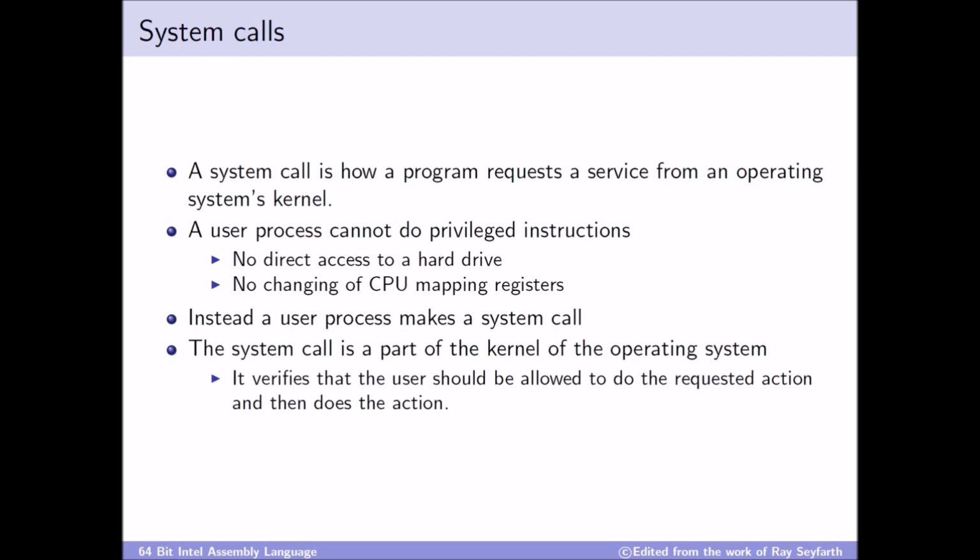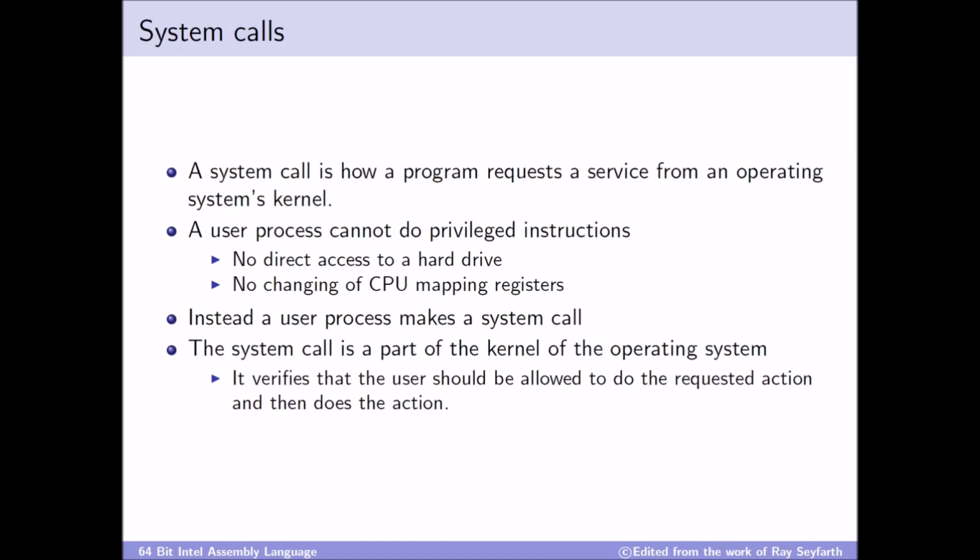Now, a system call in many ways is requesting a specific operation to be performed by the operating system's kernel. A user process by itself cannot perform any kind of privileged instruction. For example, a user process cannot change the CPU memory mapping registers. It cannot have direct access to a hard drive, things of that extreme kind of nature. In the same kind of manner that one program should not generally be able to terminate the execution of another program, assuming, of course, it is not a child program. If a user wishes to make some kind of privileged instruction call, they are forced to utilize a system call.